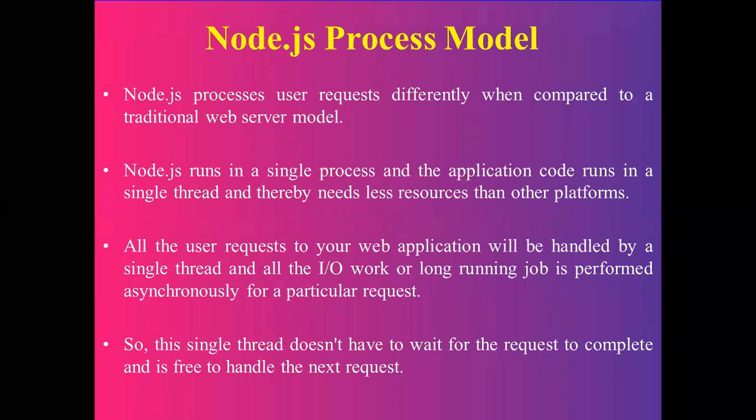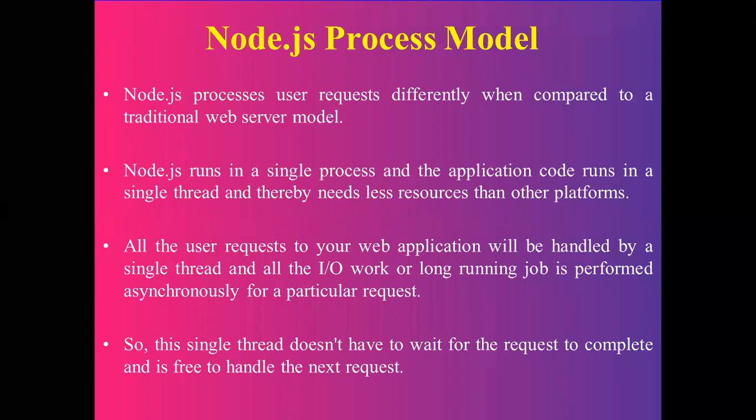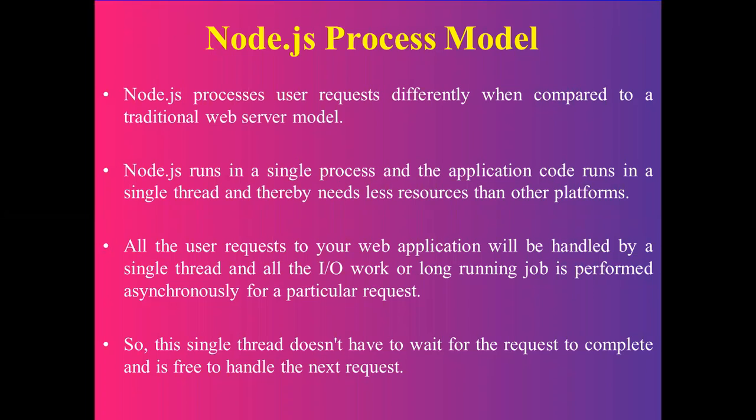Then the next one is the Node.js process model. Node.js processes users' requests differently when compared to a traditional web server model. In the traditional web server model, we have seen that every request is assigned to a single thread. But in the Node.js process model, requests are handled differently. It runs in a single process.